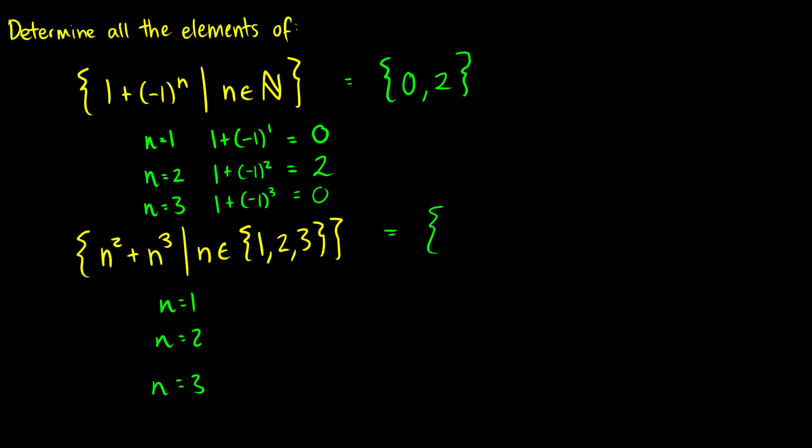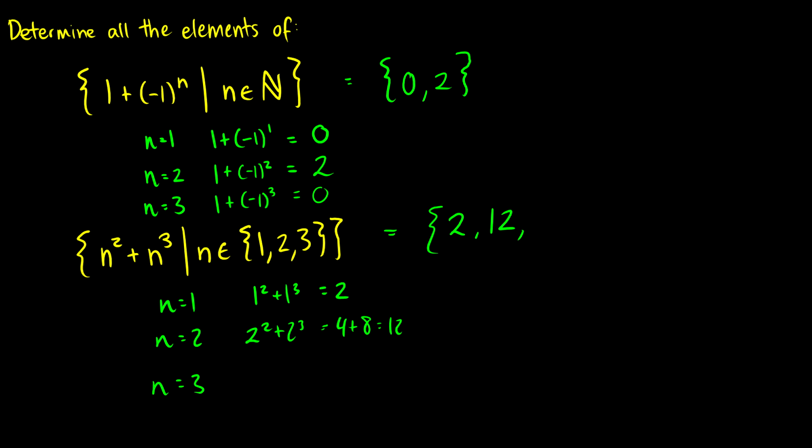So n squared plus n cubed. That means that 1 squared plus 1 cubed, and that is 2. So 2 is going to be in the set. We have 2 squared plus 2 cubed. That is a little bit of a mess. Let me rewrite that. That is 2 squared plus 2 cubed, which is going to be 4 plus 8, which is 12. So 12 will be in the set.